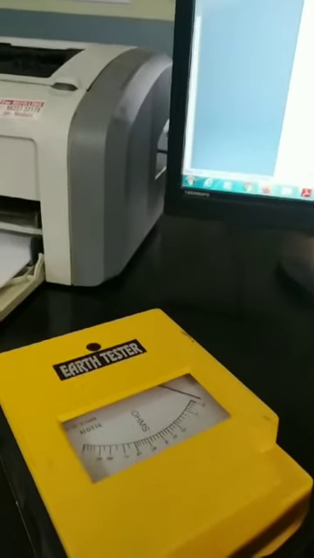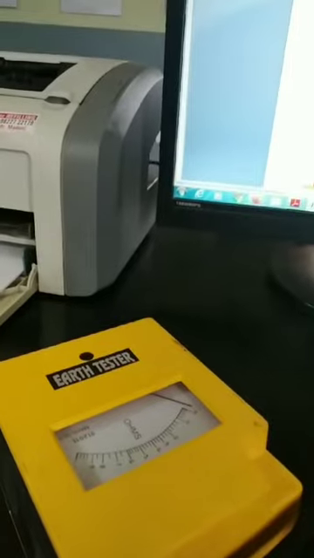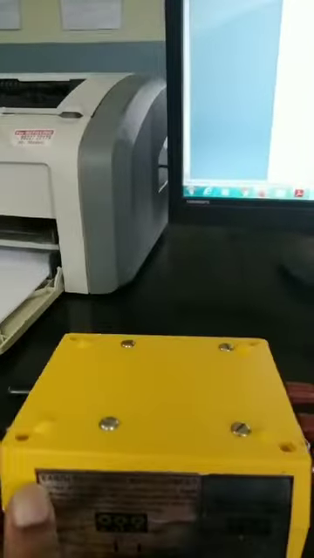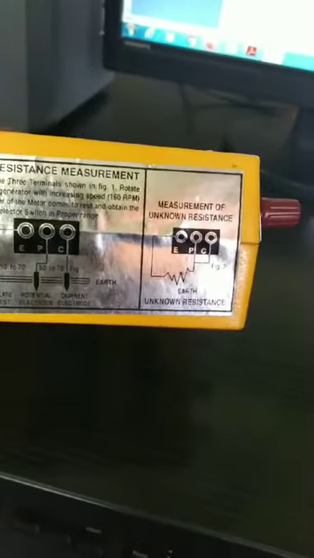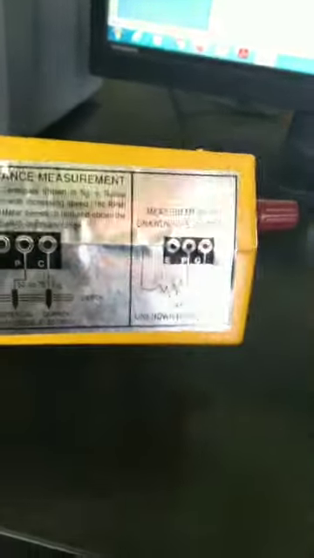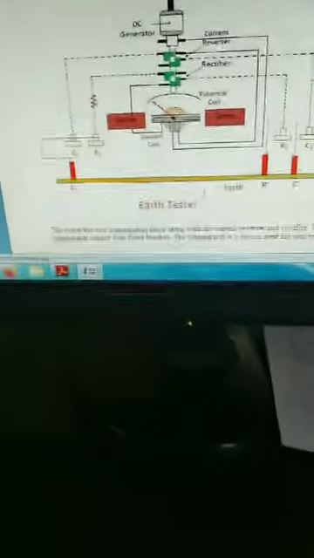So basically, what is the construction of the earth tester? This is the earth tester, this is the device. If you can see here, you can see the connections for measuring the unknown resistance. Here you see E, P. First of all, we look at the construction.